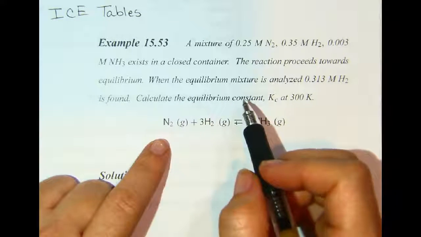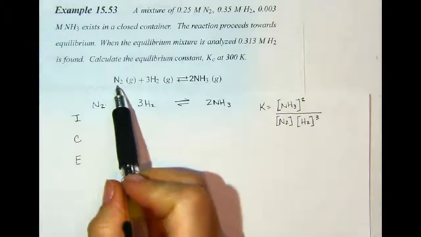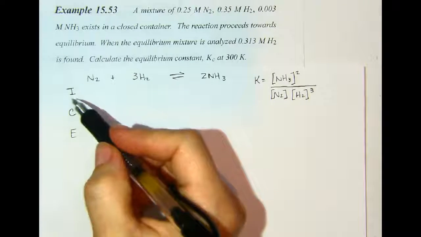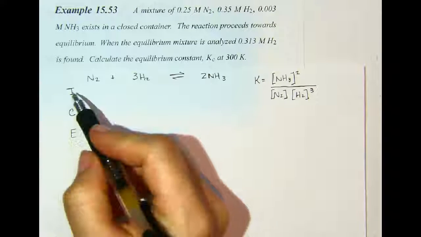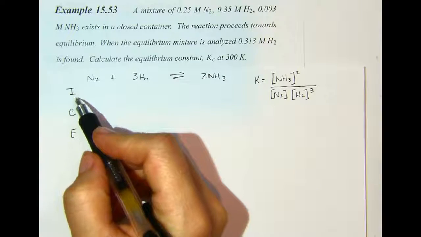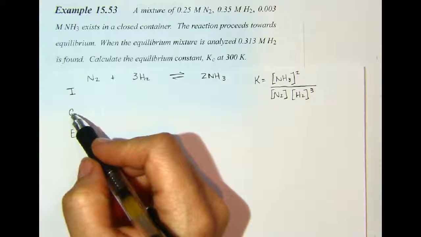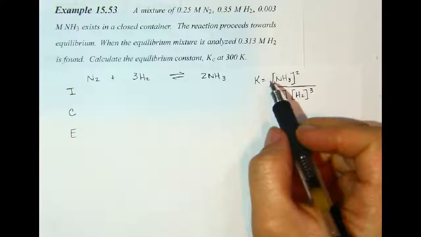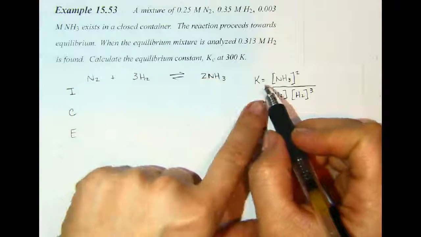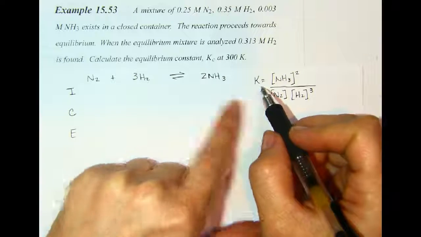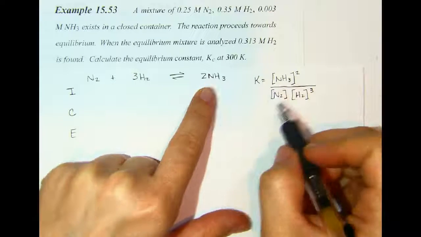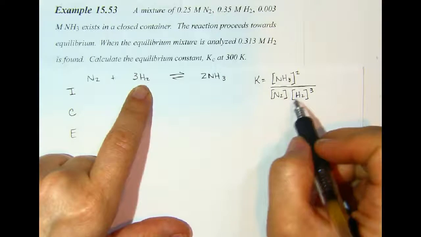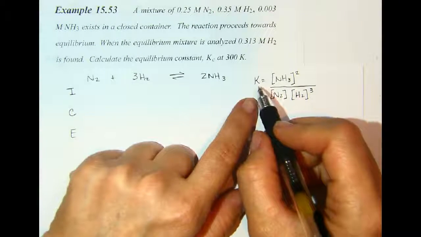Calculate the equilibrium constant. So first, I have taken the equation that we're given and I've rewritten it here, and I've written ICE, which stands for initial concentrations, the change in concentrations, and the equilibrium concentrations. So K for this equation, the equilibrium expression, would be ammonia squared divided by nitrogen times hydrogen cubed, the concentrations of each. And so the question is, what is K?